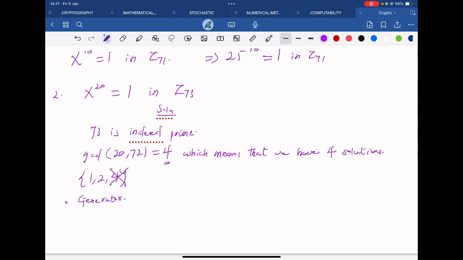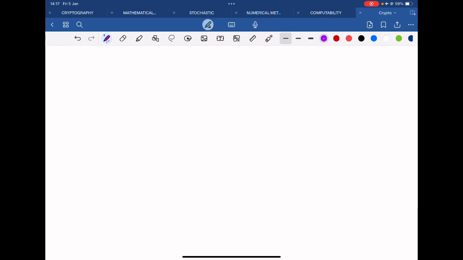So in finding our generator, it is always P minus 1 dividing the number of solutions, which is 4. So we have 72 over 4, which is equal to 18. So our generator will be of the form a raised to the power 18. Okay, so we have a raised to the power 18 to be our generator.